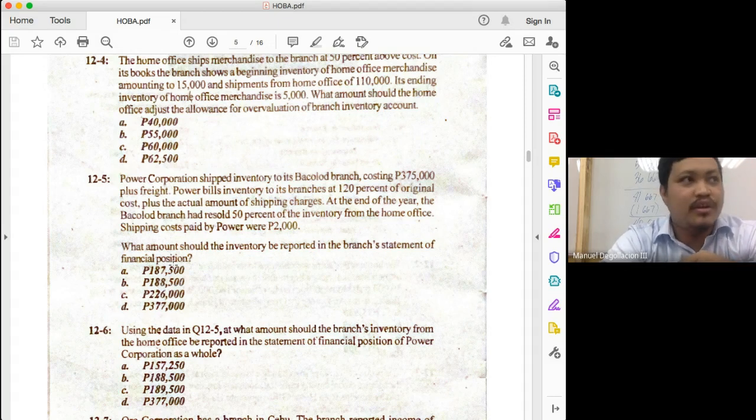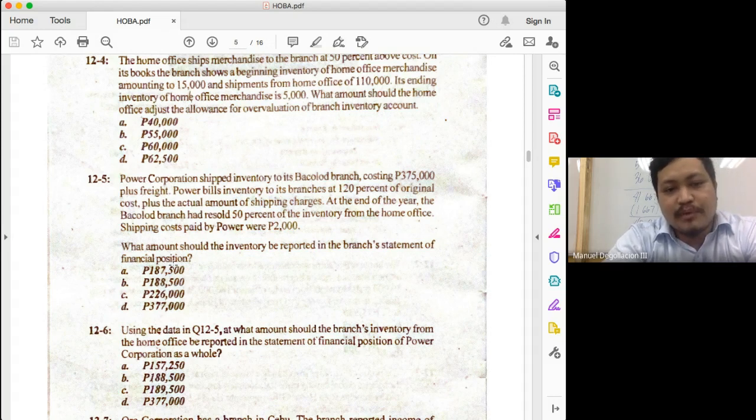So the total cost of the goods received by the branch, as far as the branch is concerned, is 452,000. Because as far as the branch is concerned, this is the cost. The branch is not aware of the markup, class. So 452,000 times 50%, or divided by 2, will give you how much? 226,000. So our answer for problem 12-5 would be 226,000.